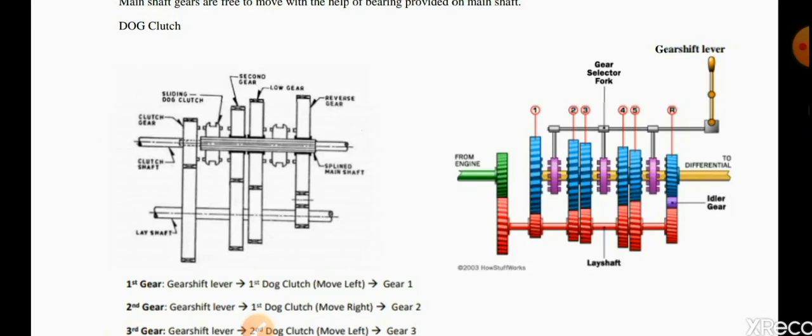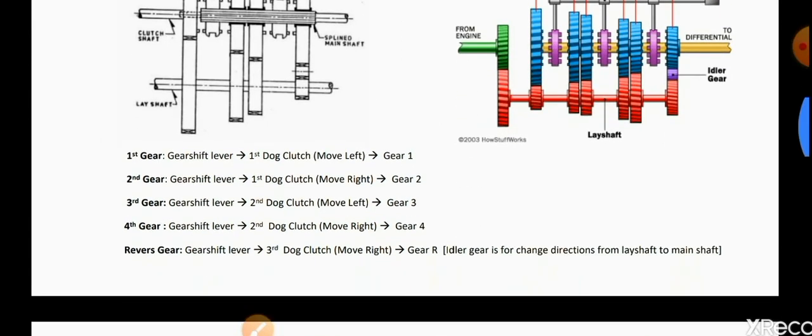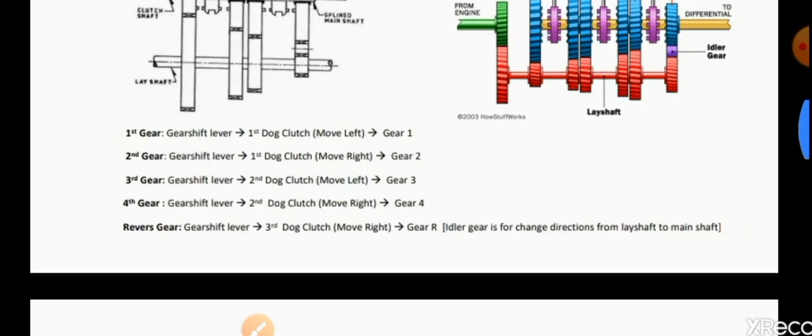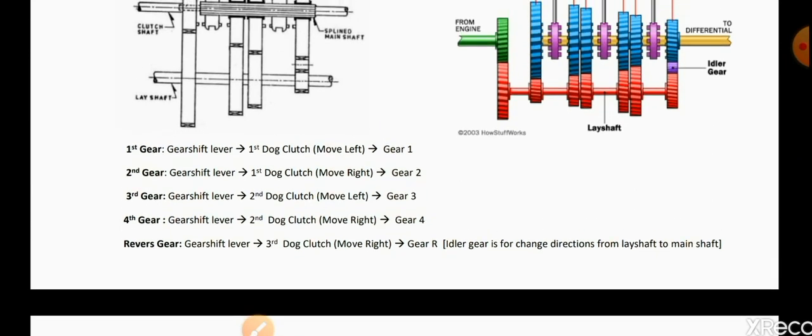Now whatever we discussed here is clearly mentioned in simple language here. In this way, we can obtain gear number 1, 2, 3 and 4.